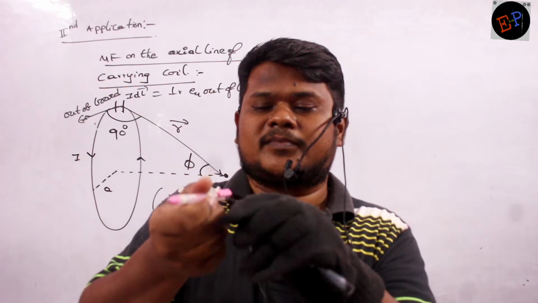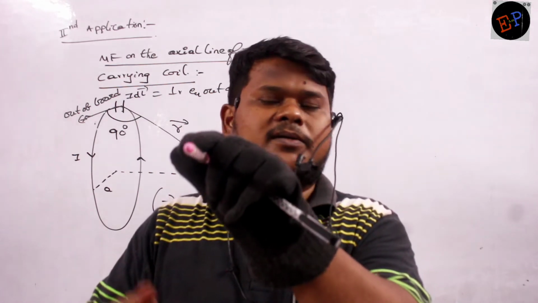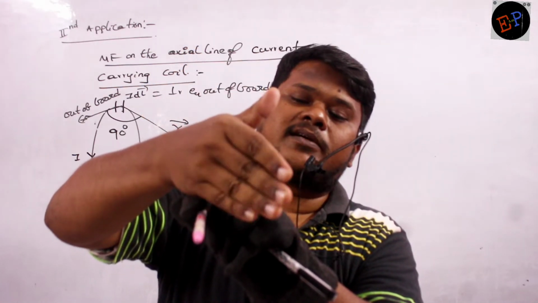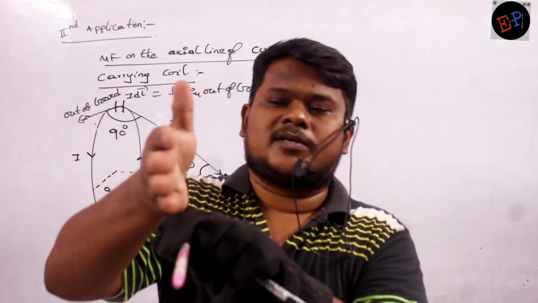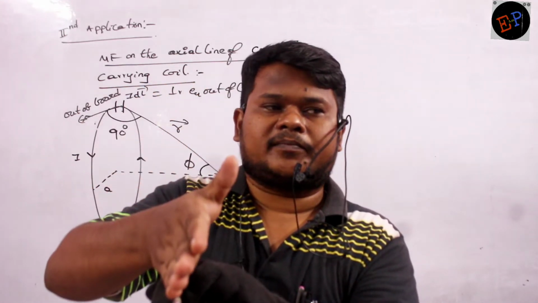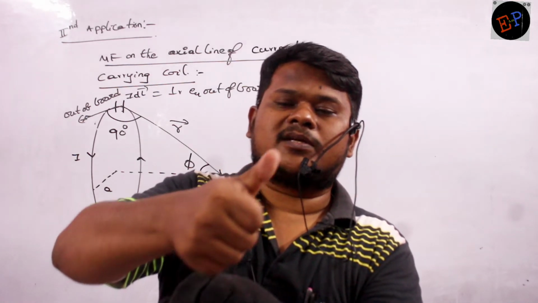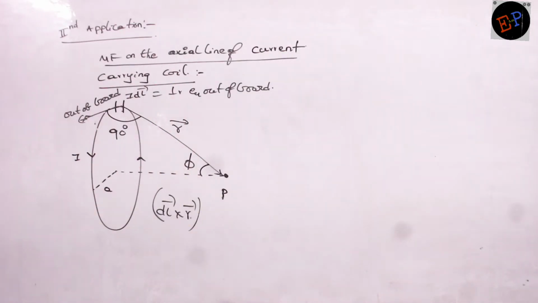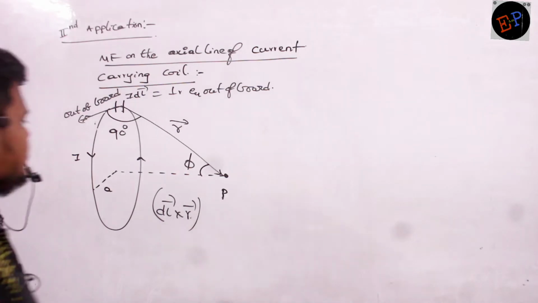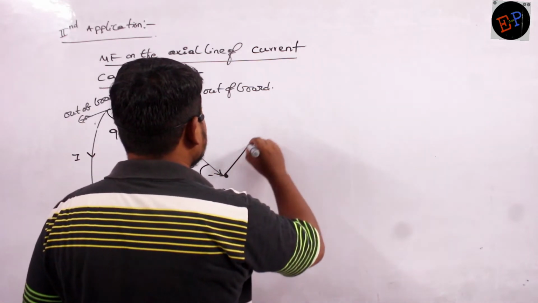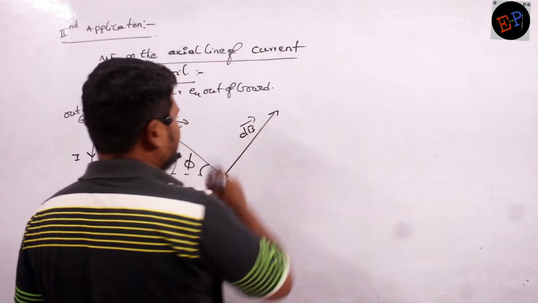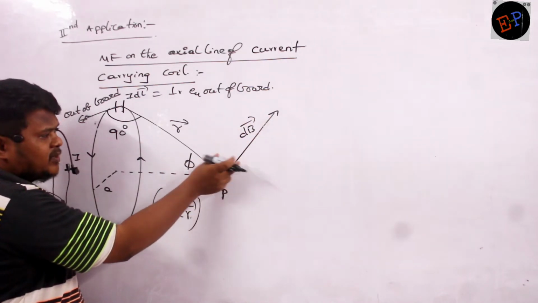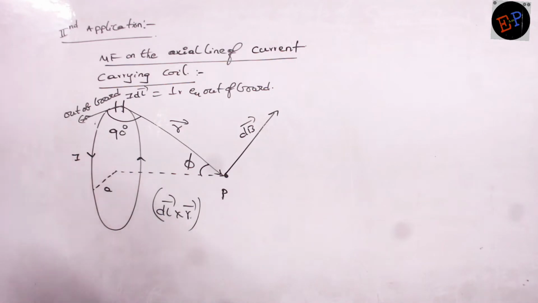So what I do is somewhat like this. Place your right hand on dl dash, but R dash is like this. If I curl like this, then I can reach R dash. So instead of keeping it straight, I bend it by a small angle. Now I can curl towards R dash, and this is the direction of the thumb. The thumb is in the plane of the board only, but it is making a small angle. So this is the direction of dB dash. This is the small magnetic field because of this small current carrying element.